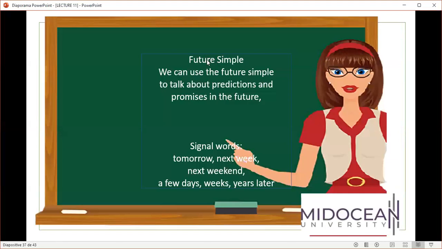So, all of these are called predictions, okay, and promises in the future. So, future simple. So we can use the future simple to talk about predictions and promises in the future. Okay, promesse donc. Signal words or les indications du temps, you have tomorrow, next week, next weekend, a few days, weeks, or years later. Okay.